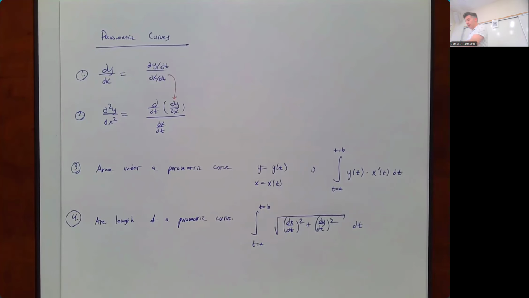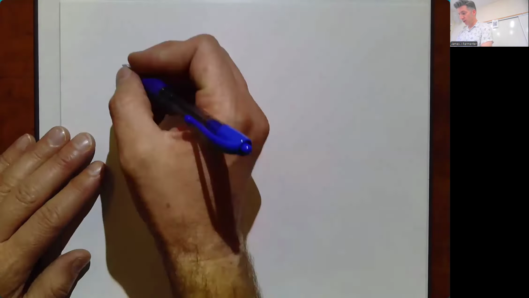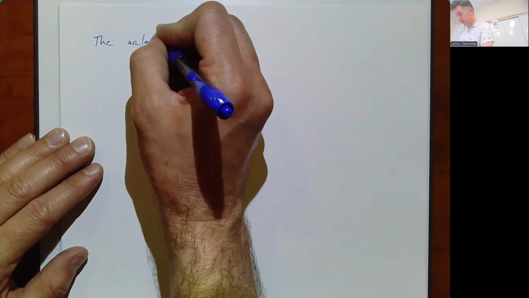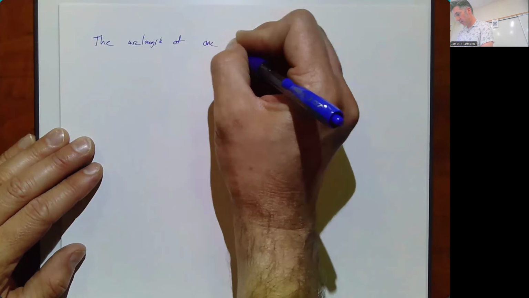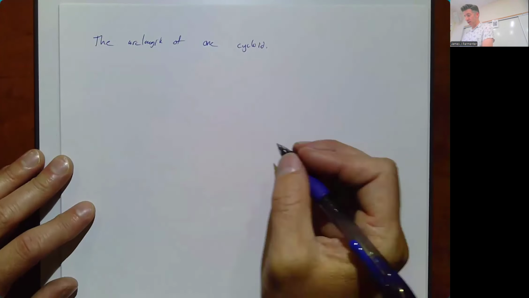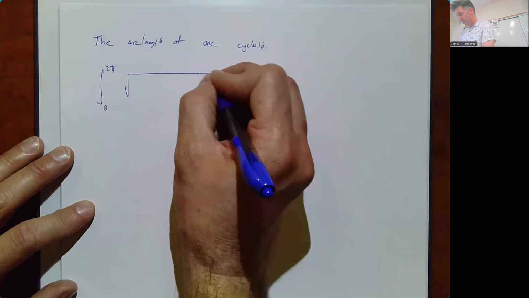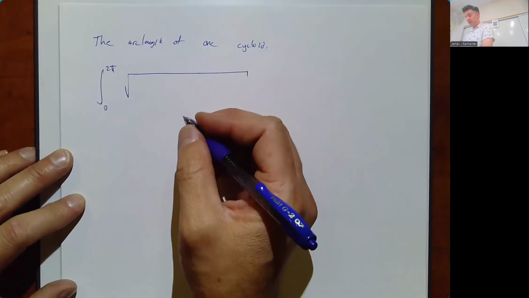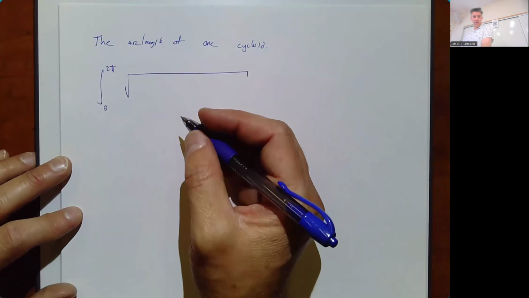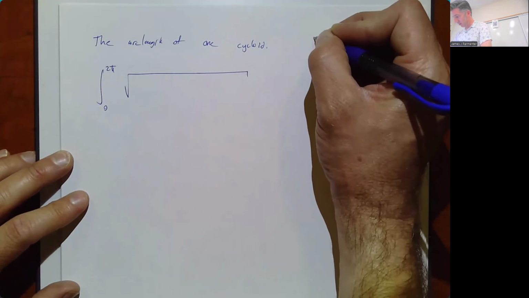So for this problem, we can find the arc length of one cycloid. That's going to be the integral from 0 to 2 pi of the square root of our dx dt squared. Let's actually write it down. Let me not get too far ahead of myself here.